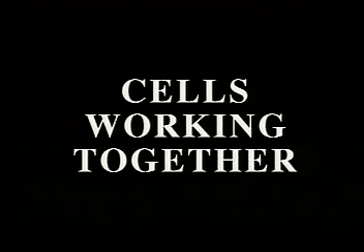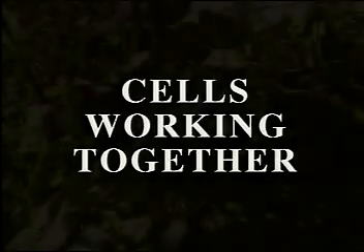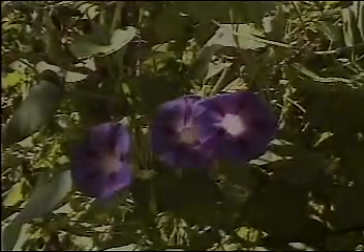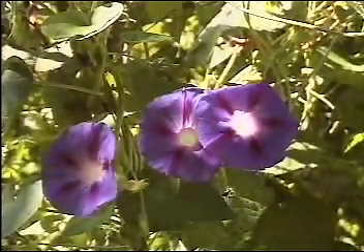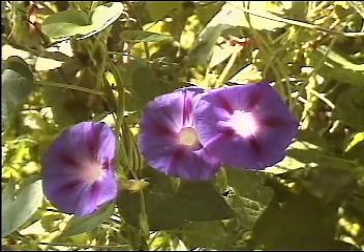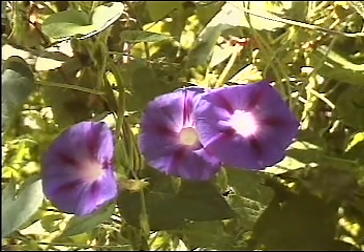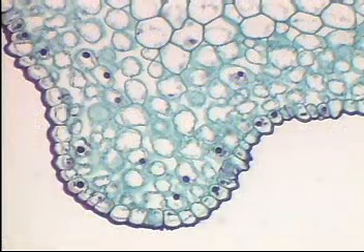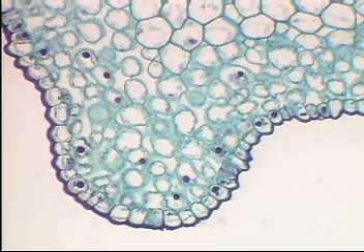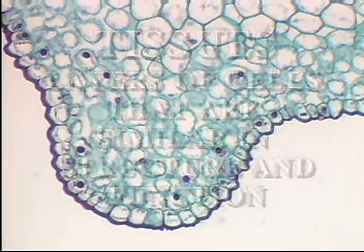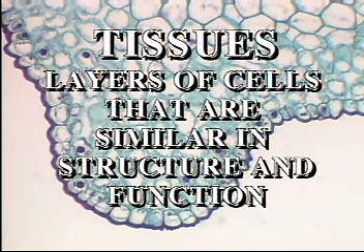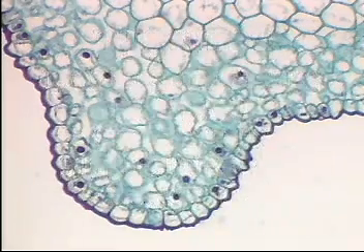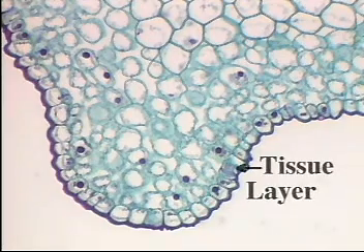Multicellular organisms can have hundreds of different types of specialized cells, and yet it is quite rare to find cells that carry out their tasks alone. That is because in complex organisms, cells are almost always found working together in organized groups. For example, layers of cells that are similar in structure and function are called tissues. Here we see a tissue of cells that makes up the outer layer of a leaf.